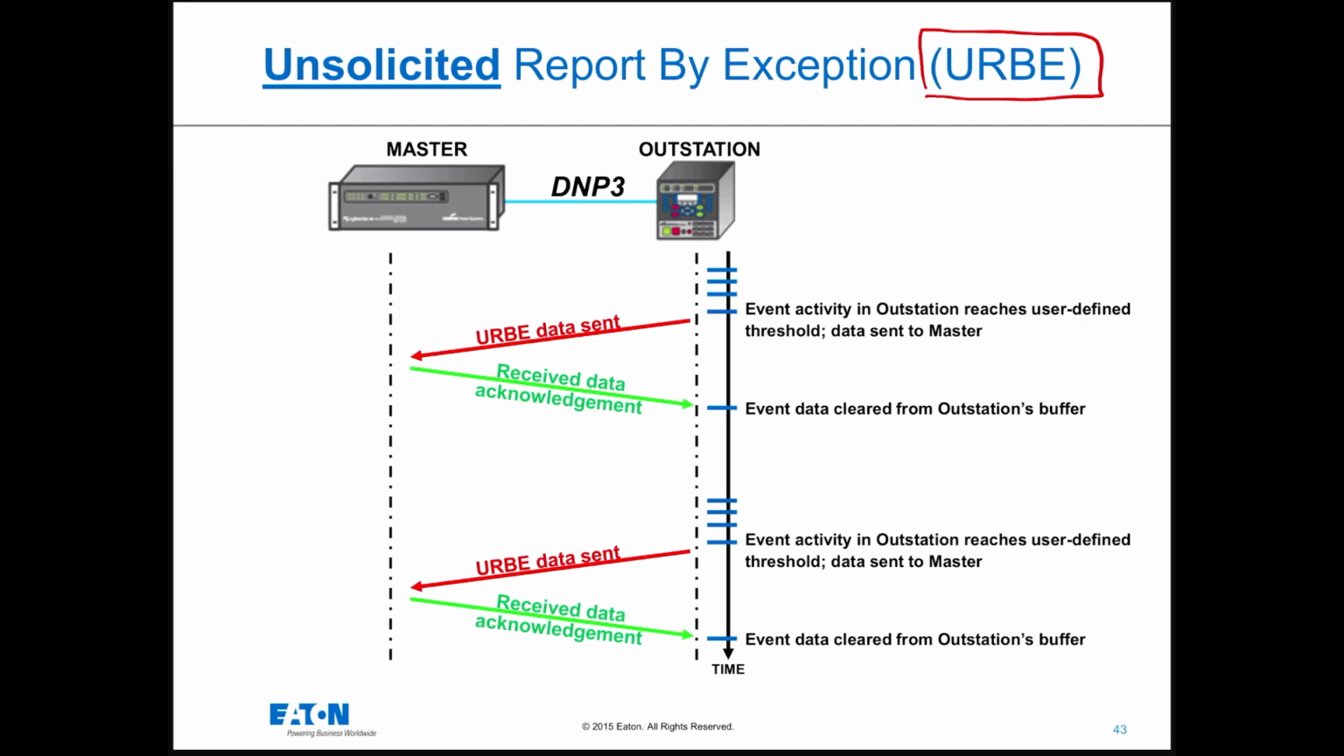For unsolicited RBE, like what we see here, it means that we essentially have a quiet network. There's no communication going on until such a time as the outstation wants to initiate communications. Notice how it's the complete opposite of what we're used to with our polling. It's always the master that initiates communications in a polled scenario. But here with URBE, it's just the outstation that's initiating communications whenever there's an event.